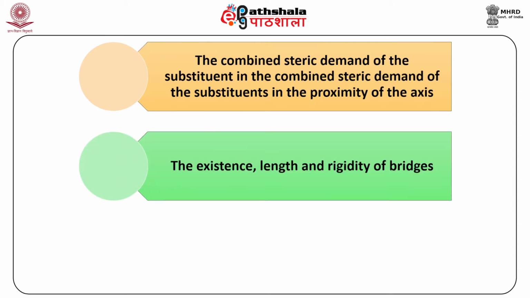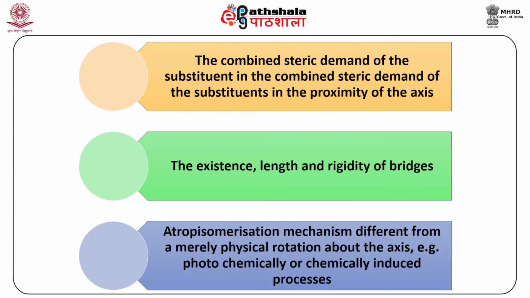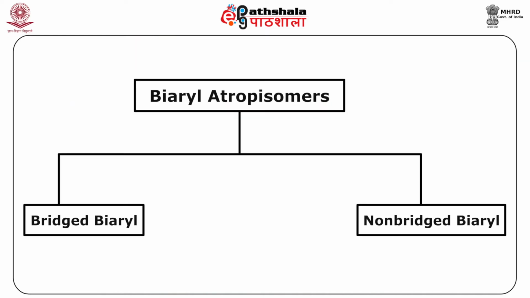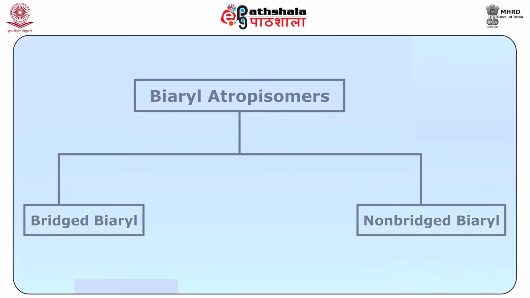Second is the existence, the length and the rigidity of the bridges. Third is the atropisomerization mechanism, different from a merely physical rotation about the axis, for example, photochemically or chemically induced processes. Biaryl atropisomers are classified into two categories, and this categorization is based upon the basic structure of biaryl atropisomers. One is the bridged biaryls, second is the non-bridged biaryls.